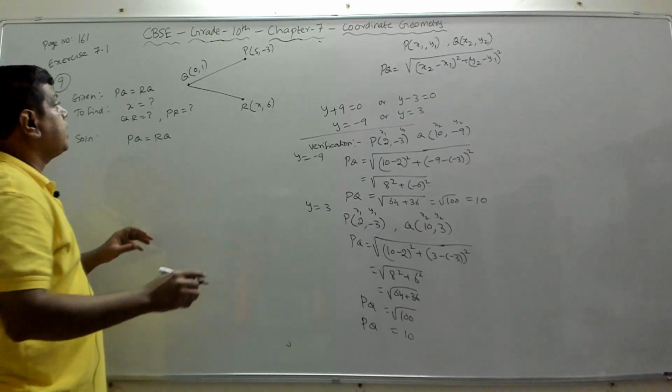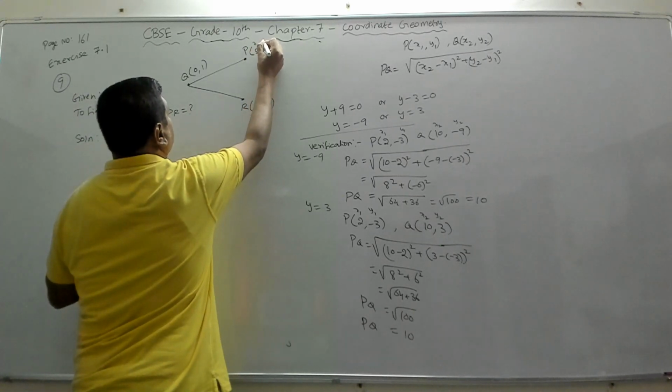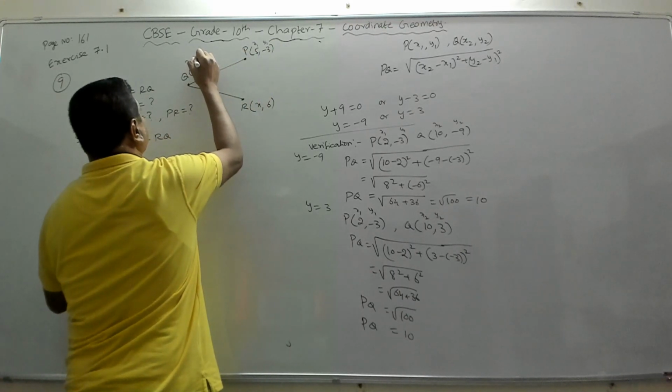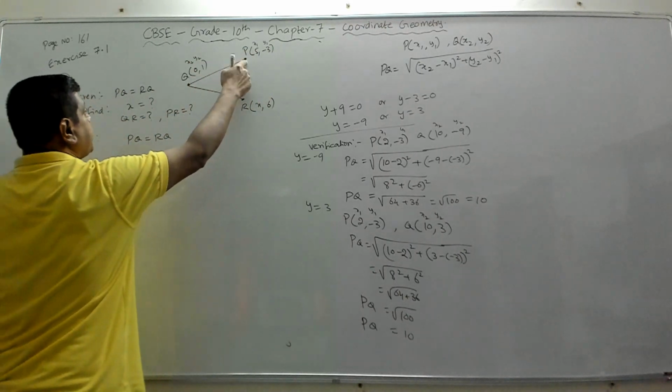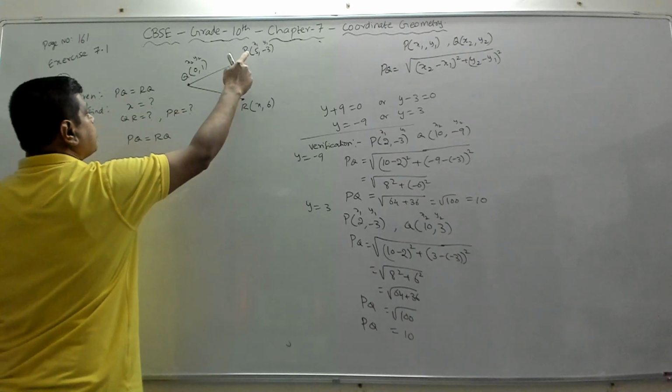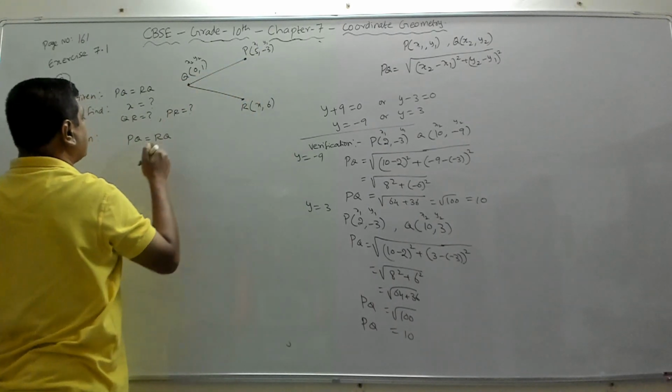Right? So we'll take this as x1, y1 and this as x2, y2. And let's try to find the distance between P and Q, these two points. So this is x1, y1, x2, y2. So what is the distance?